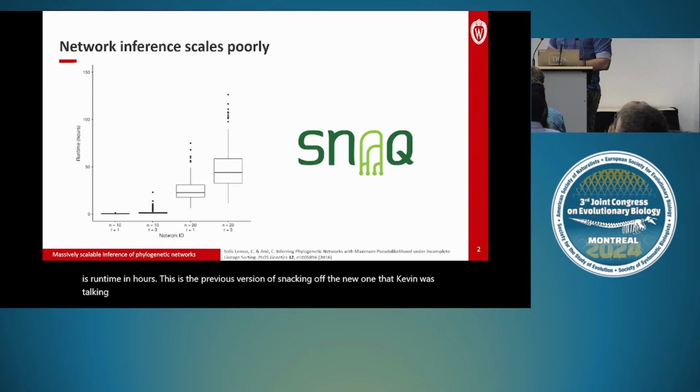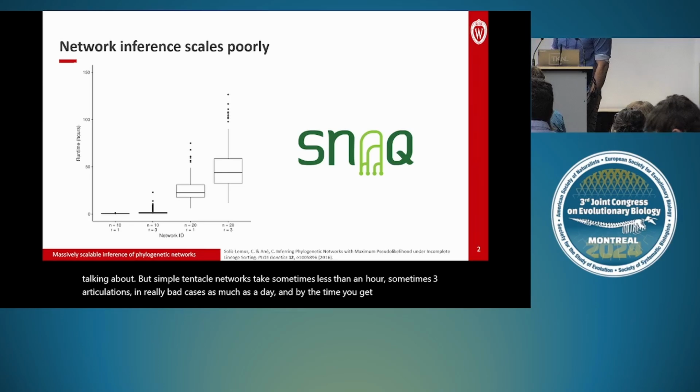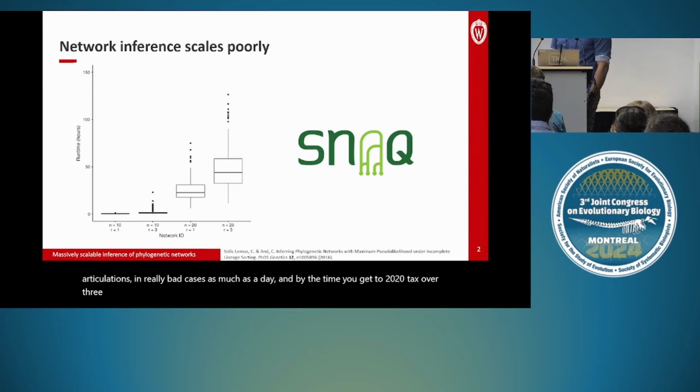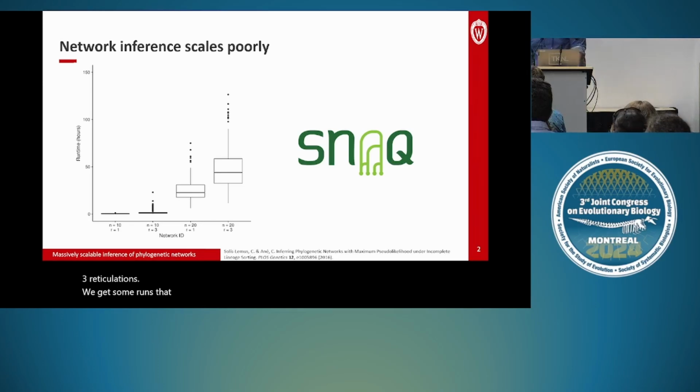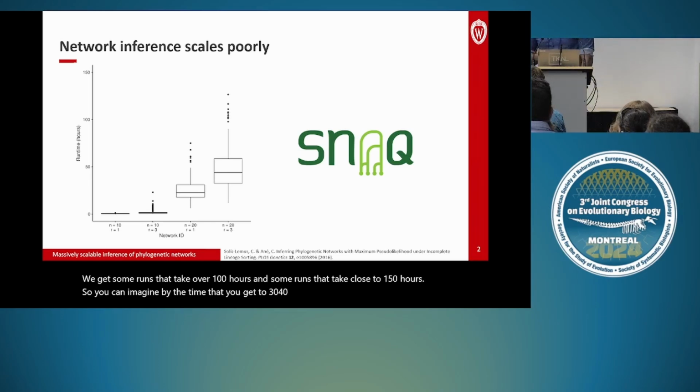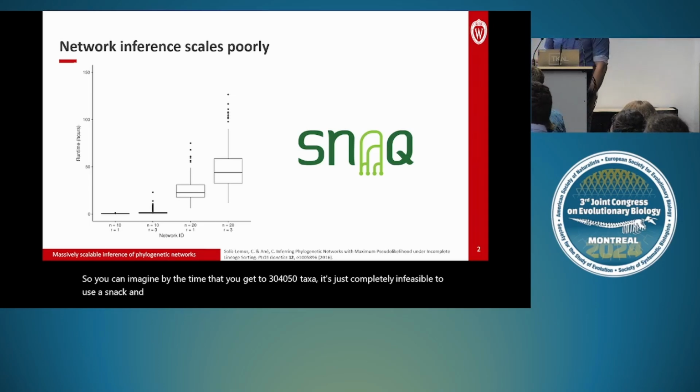But simple 10 taxa networks take sometimes less than an hour, sometimes with 3 reticulations in really bad cases as much as a day. And by the time you get to 20 taxa with 3 reticulations, we get some runs that take over 100 hours and some runs that take close to 150 hours. So you can imagine by the time that you get to 30, 40, 50 taxa, it's just completely infeasible to use SNAC. And so that's the issue that we're trying to solve.